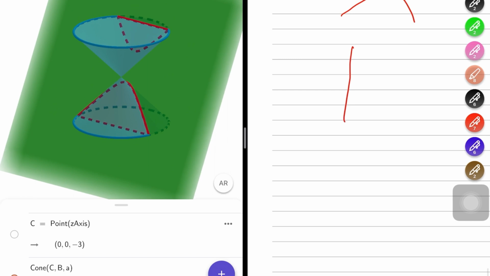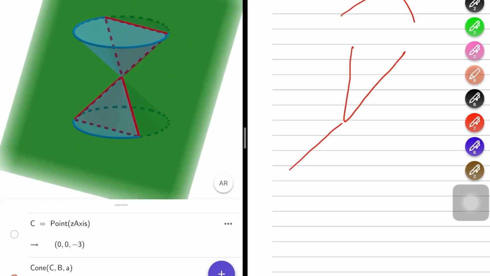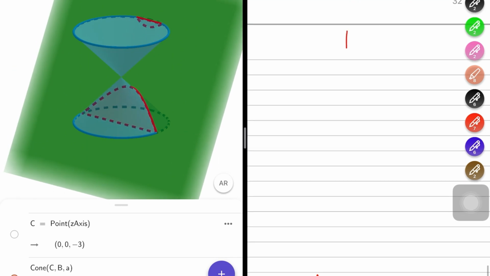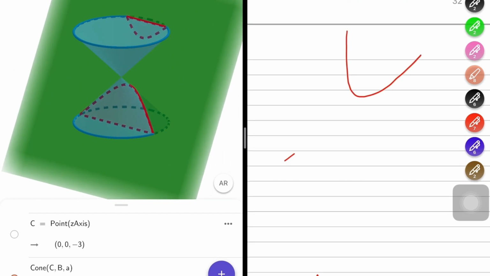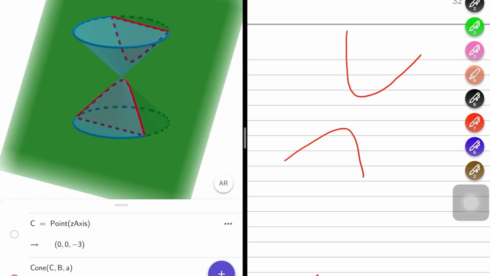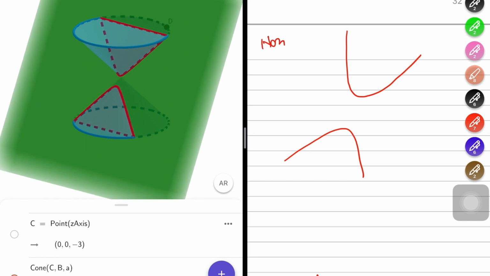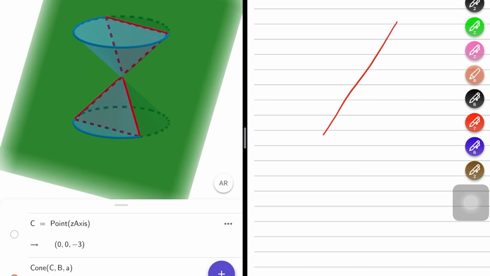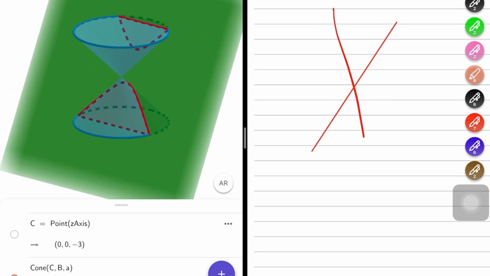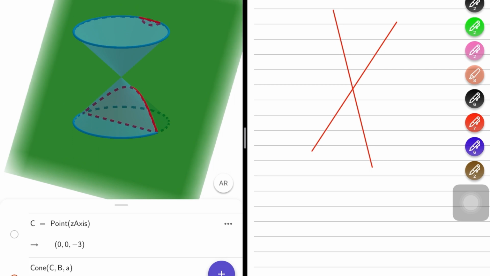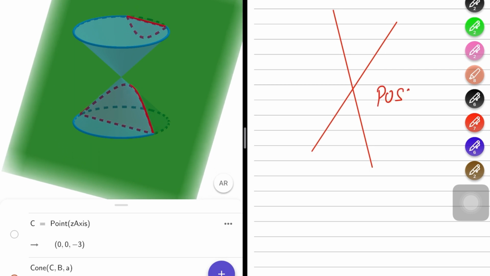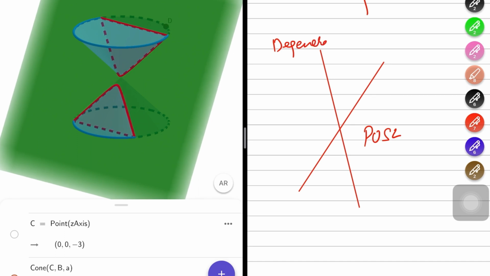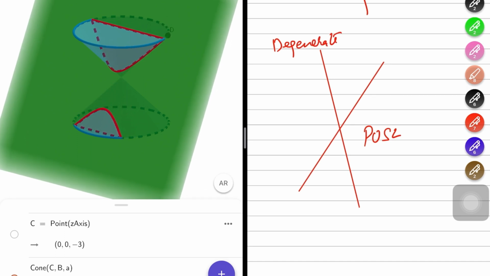So the section is like this, that is a pair of straight lines. And something like this gives the two branches of a hyperbola. This is the non-degenerate case, and whenever the plane reaches the vertex of the cone, it becomes a pair of straight lines. This is a degenerate conic section. Okay.